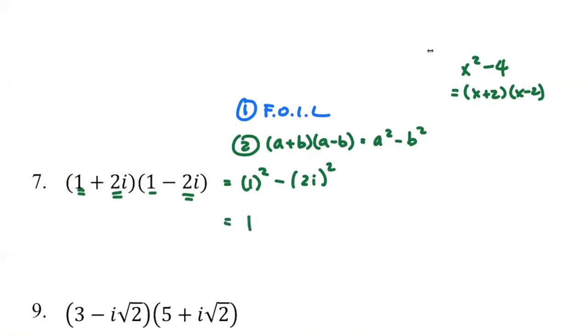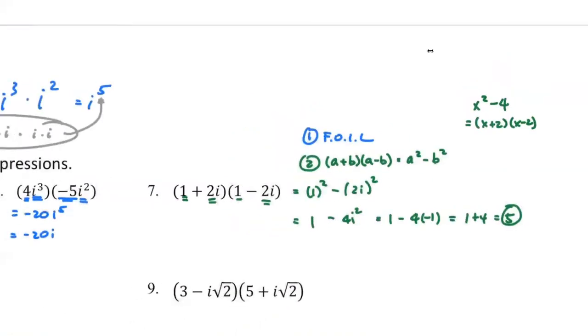So 1 squared is just 1, and then 2i squared is 4i squared. And then we say, well, 1 minus 4 times negative 1, 1 plus 4, that is 5. So this is the smarter person approach, because you can really make this a lot faster. But in order to do this approach, you have to recognize this a plus b, a minus b kind of setup. So we'll see a couple more.